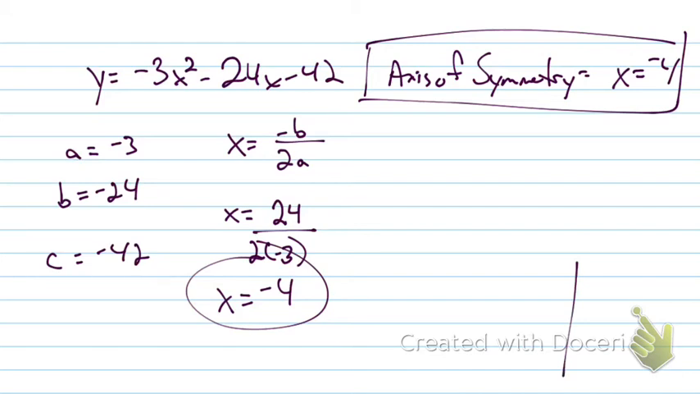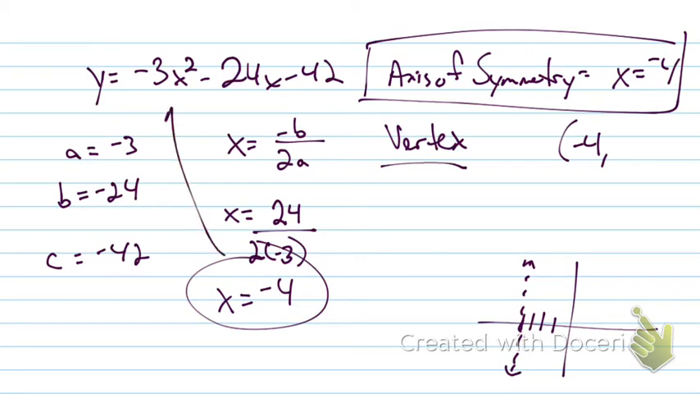So that means on my graph, I know there's an imaginary line right there through negative 4. How am I going to find my vertex? I know that my x value is negative 4. Because I have a function, I plug that into my function, and I should be able to pump out a y value. Be careful how you plug this in.